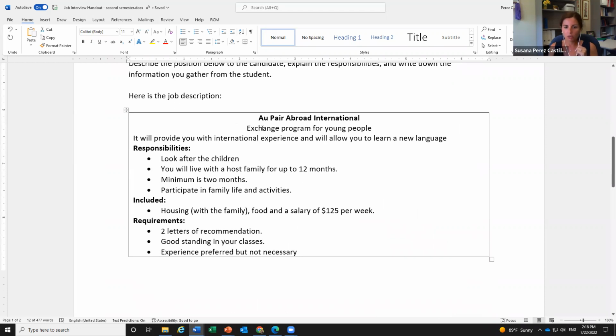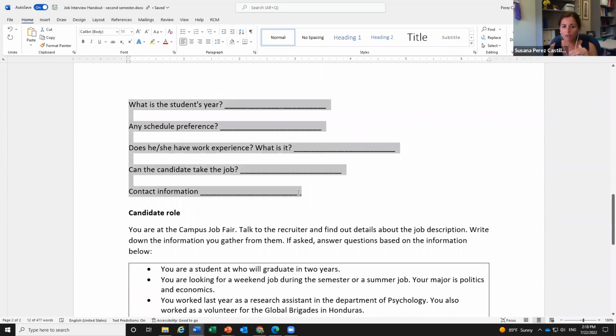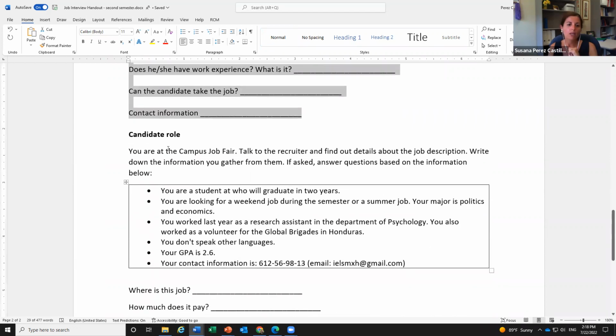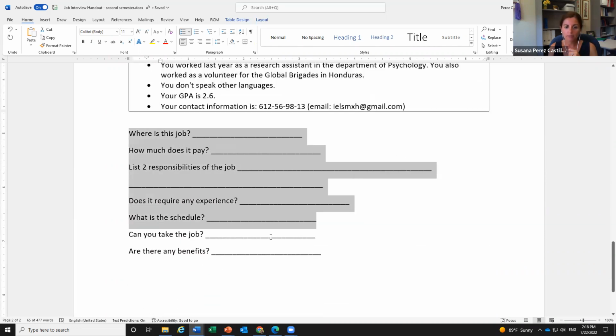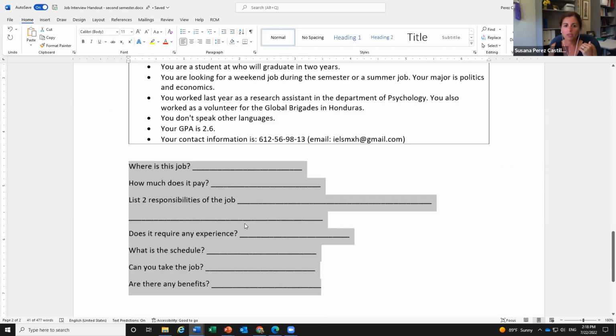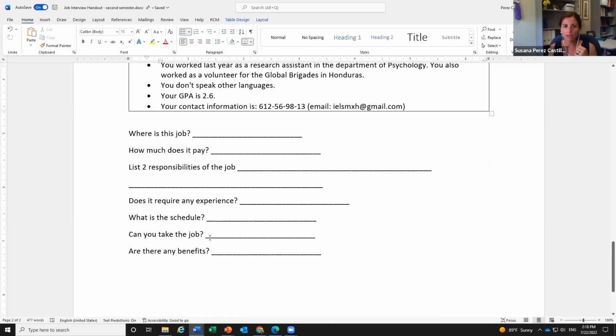This is the job description, and the information that the interviewer needs to get from the candidate. This is for the person playing the candidate role. This is a role play activity. And this is who you are, and this is the information they need to gather. So this activity is about providing information and gathering information.